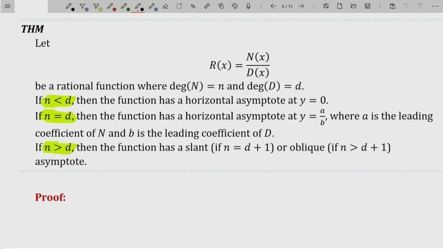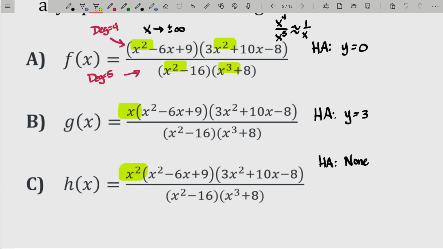Now let's take a look at the second case. If our degrees are the same between the numerator and the denominator, then the function still has a horizontal asymptote, but it's at this line, y equals a over b, where a is the leading coefficient of the numerator and b is the leading coefficient of the denominator. And that's kind of a hard one to imagine, but actually when you see it in action, it's not too terrible. For example, take g of x.